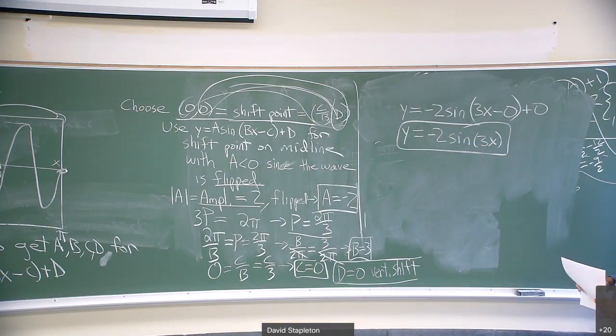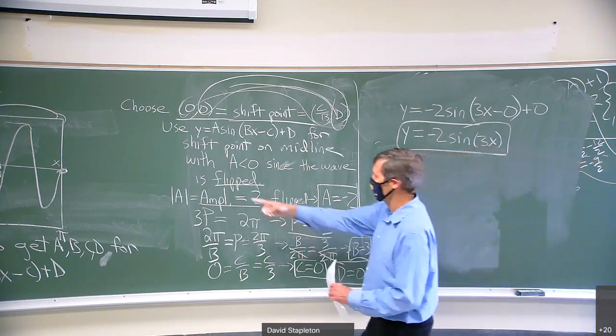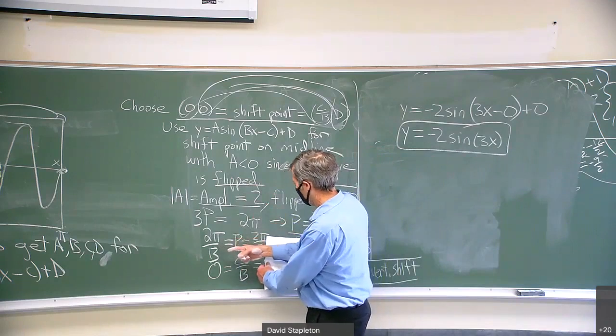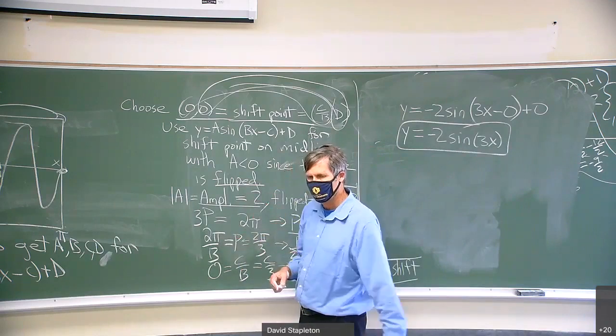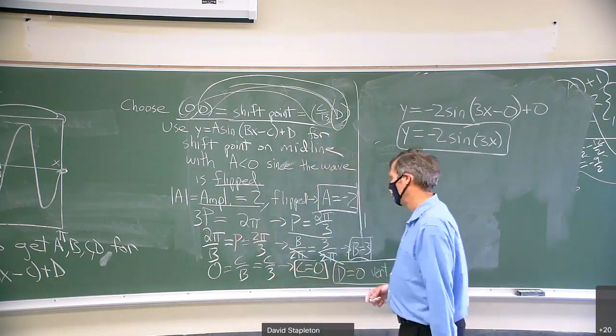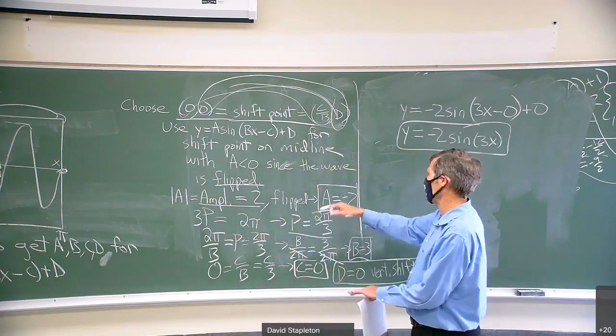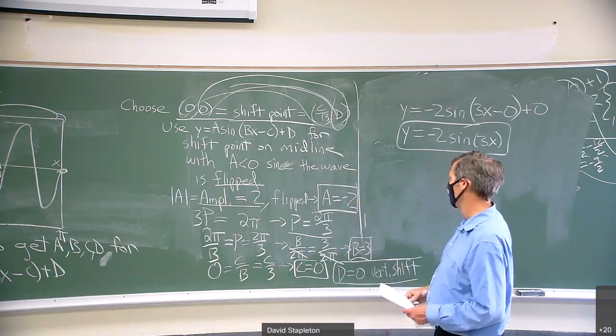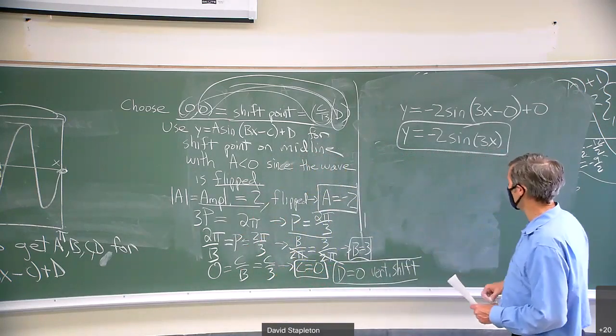So when you're trying to find B, you always use the period. Yeah, you look at the period on the graph, and then you set whatever that period is equal to 2 pi over B, and that'll tell you B. And you look at whatever the amplitude is, and that'll tell you A, to within plus or minus. Just the same process every time.